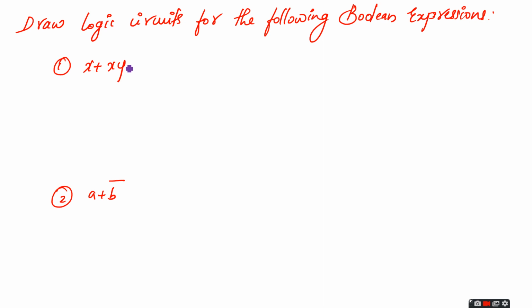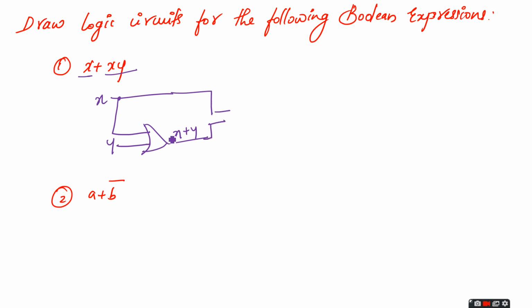The first expression is X plus XY. So first take these terms separately. First X, we'll draw the signal and it has to pass through an OR gate. Now another term XY is there. So we can take a connection from this X and we have to pass X and Y through an AND gate, then we will get XY. Then we have to pass X and XY through an OR gate, we will get X plus XY.